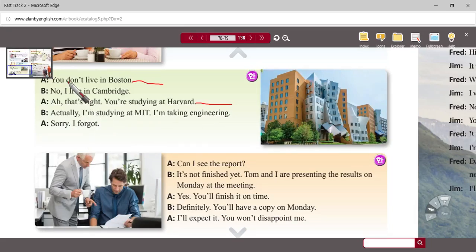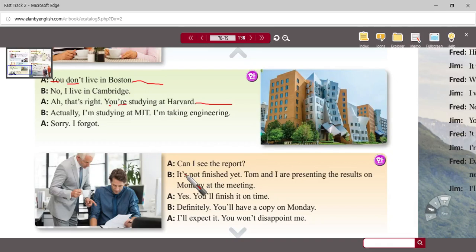So the answer for A, you don't live in Boston, do you? You don't live in Boston, do you? No, I live in Cambridge. That's right. You are studying at Harvard, aren't you? I think that's all you got there.